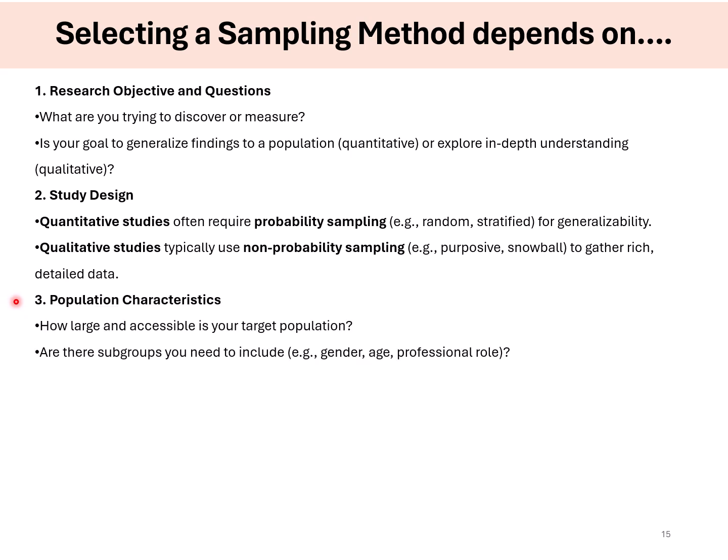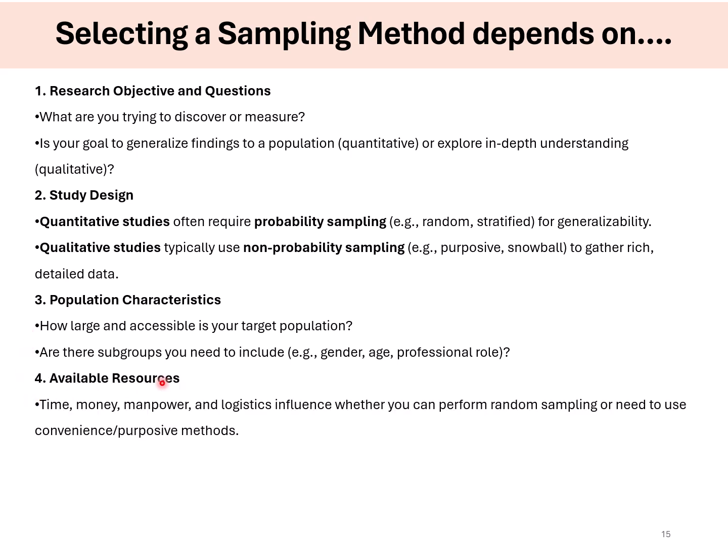Then the population characteristics also determine which sampling method will be used. How large and accessible is your target population? Are there subgroups you need to include, like gender, age, professional role, etc.? If you need subgroup analysis, you need subgroups to start with, then you can go for stratified sampling. If you have a large and accessible target population, then you can go for systematic random sampling. Or if you have a small target population, then you can go for simple random sampling. So there are different techniques to be used according to population.